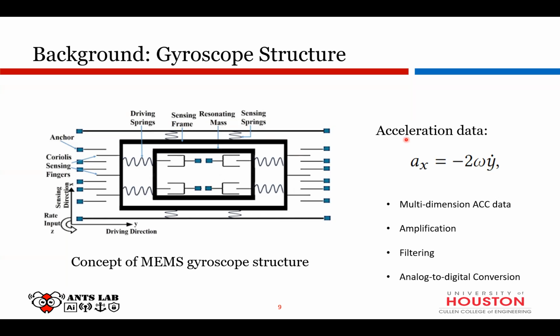The overall process inside this gyroscope structure is as follows. First, it senses the acceleration data, which should be multidimensional. After that, they use an amplifier to amplify this analog data, and a filtering process follows to remove the higher frequency components and noise, and only keep the low frequency parts. Finally, there is an analog to digital conversion, which gives us direct digitized readings from this gyroscope.